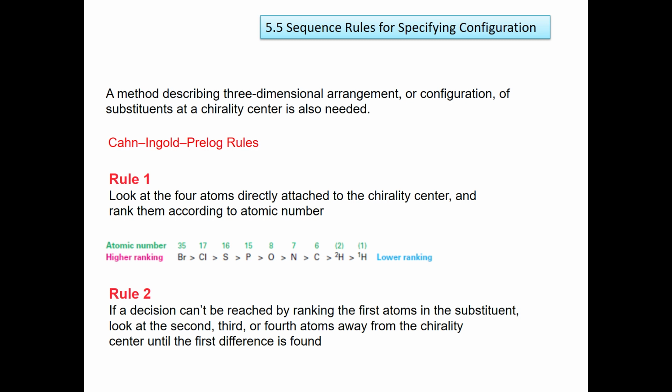Rule 1 is always the same: look at the atoms directly attached to the chirality center and rank them according to atomic number. We are following the Cahn-Ingold-Prelog rules that we explained for simple carbons. Always the most important is the atomic weight of the atom, not how big the molecule is, the atomic weight of the atom.